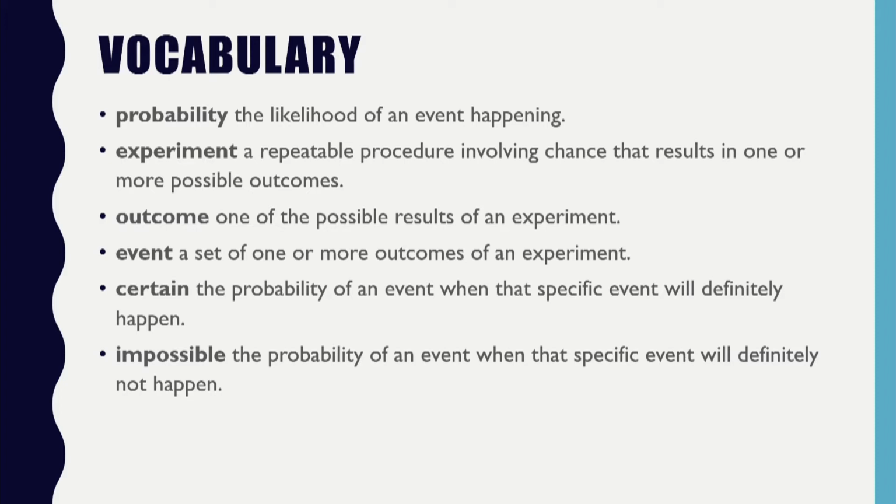An event is a set of one or more of those outcomes for that experiment. Certain is the probability of an event that will definitely happen. Certain means it absolutely, positively is going to happen. Now, a minute ago, when we spun the spinner, A was only 1/2. If the whole spinner would have been A, with no other options, that would have been certain, because no matter how you spin it, you were going to land on A.